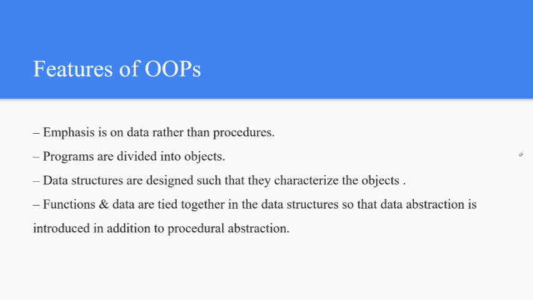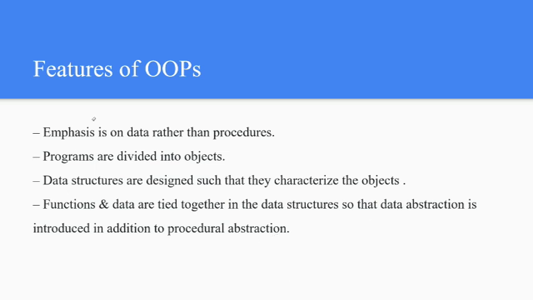Okay, sorry, moving on. Features of object-oriented programming. Emphasis is on data rather than procedures. Problems are divided into objects. Data structures are designed such that they characterize the objects. Functions and data are tied together in a data structure so that data abstraction is introduced in addition to procedural abstraction.